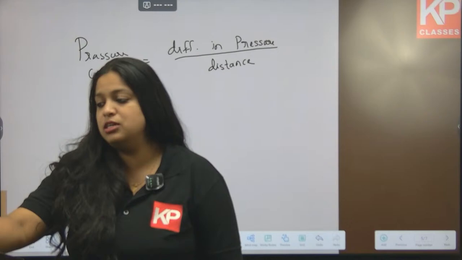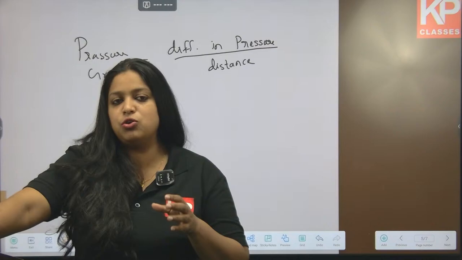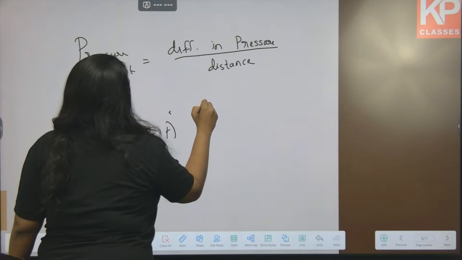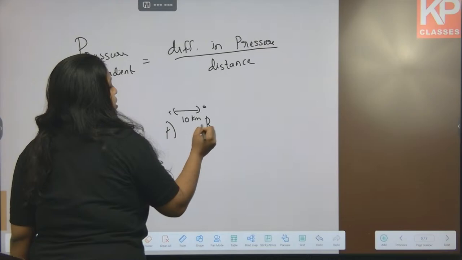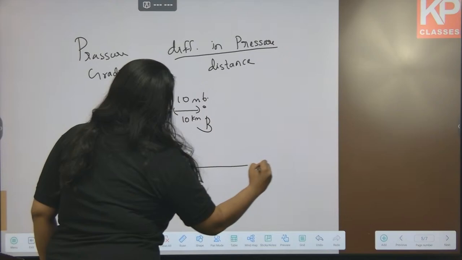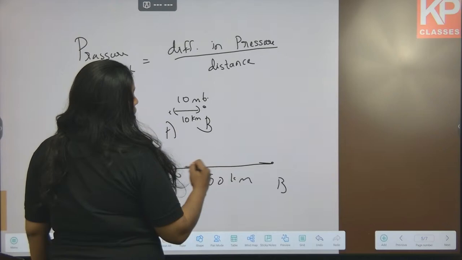So if a change in pressure happens over a small distance, that means there is a strong pressure gradient between those two points. If location A and location B are, for example, only 10 kilometers apart, and in between these 10 kilometers there is a pressure variation of 10 millibar. And then there is another situation with two different points, for example 50 kilometers apart, and the pressure difference between these two points is also 10 millibar.